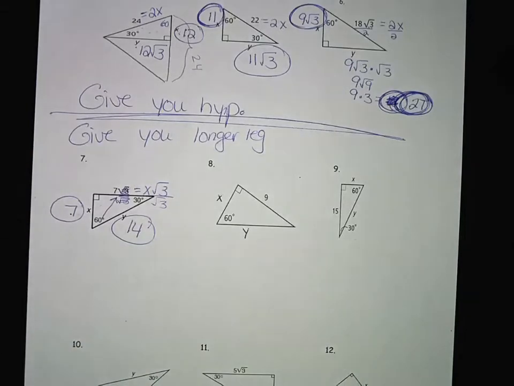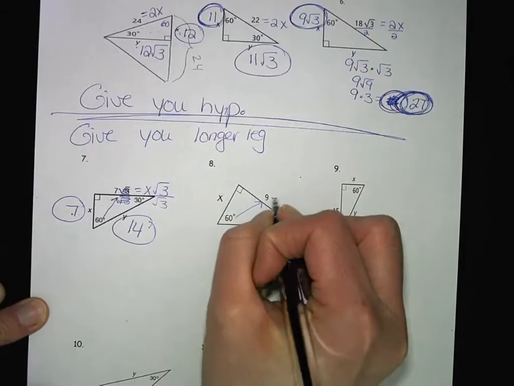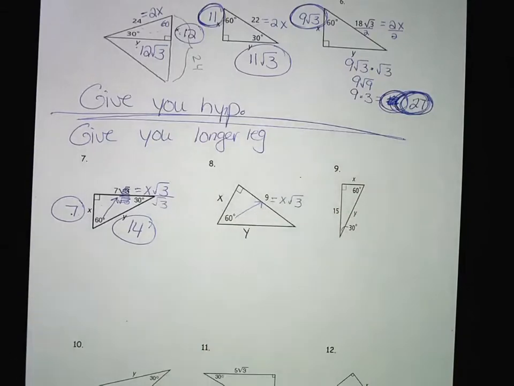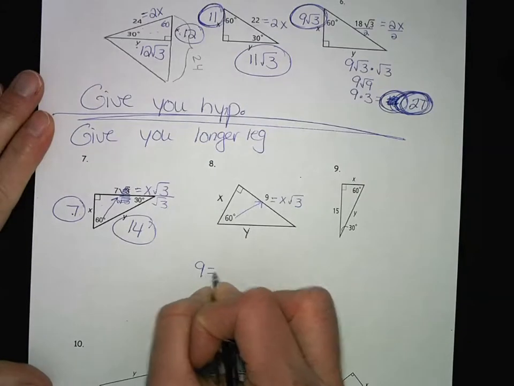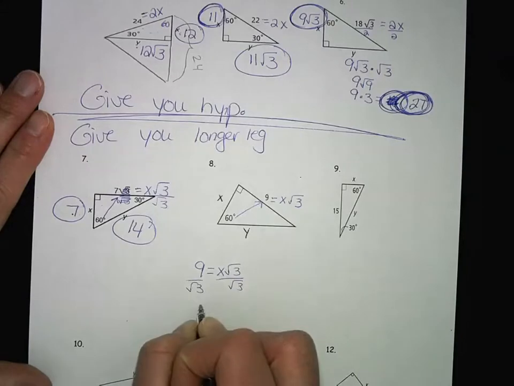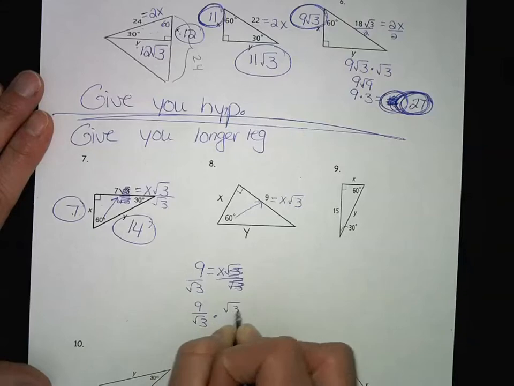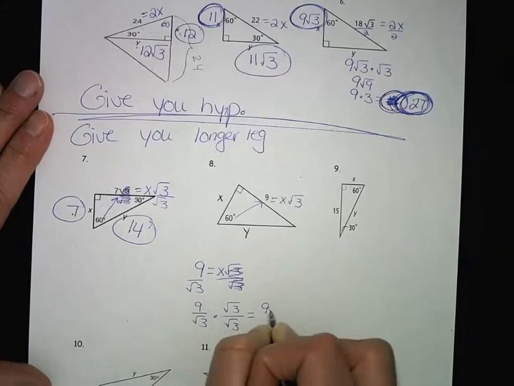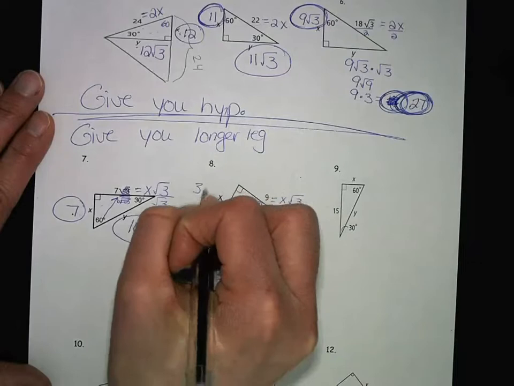So you really just have to look at what they give you, okay? So let's try another one together. The 60 is across from the 9, so that's going to equal x square roots of 3. Now, this one was almost nicer because it had the square root of 3. This one I'm going to have to figure out. So 9 equals x square roots of 3, so you're going to divide by the square root of 3. So we have 9 over the square root of 3. We're going to have to rationalize, so square root of 3 over the square root of 3, which is 9 square roots of 3 over the square root of 9, which is 3. So 9 divided by 3 is 3 square roots of 3.